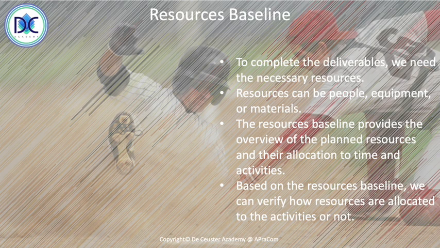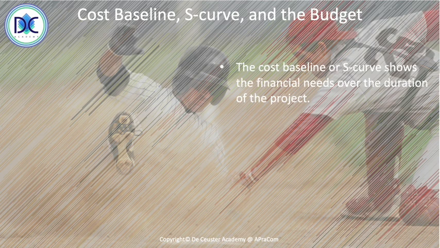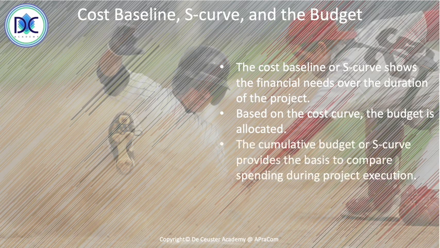We also have the cost baseline, the S-curve, and the budget. The cost baseline, we also call it the S-curve because of the form, shows the financial needs over the duration of the project. Based on the cost curve, the budget is allocated. And the cumulative budget or S-curve is also the basis to compare spending during project execution. But we can also use it for schedule reporting. We will see that later when we talk about earned value management parameters.